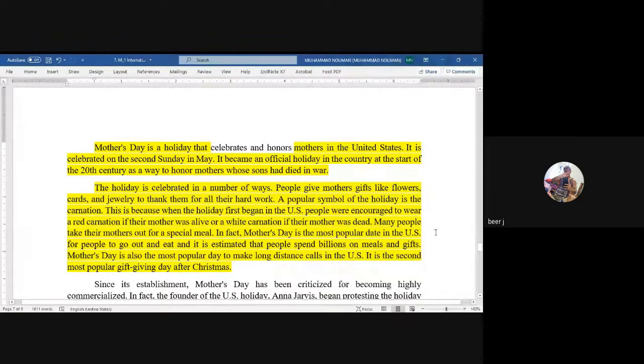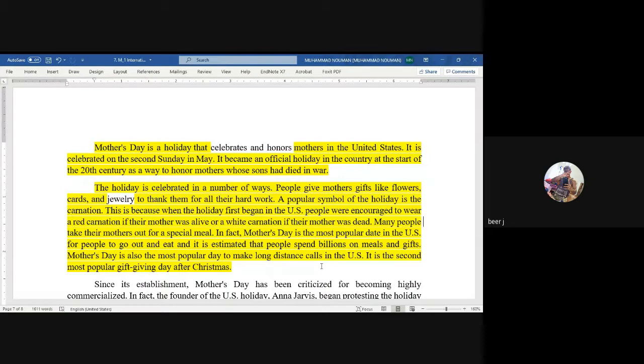The holiday is celebrated in a number of ways. People give mothers gifts like flowers, cards, and jewelry to thank them for all their hard work. A popular symbol of the holiday is the carnation. This is because when the holiday first began in the US, people were encouraged to wear a red carnation if their mother was alive, or a white carnation if their mother was dead.